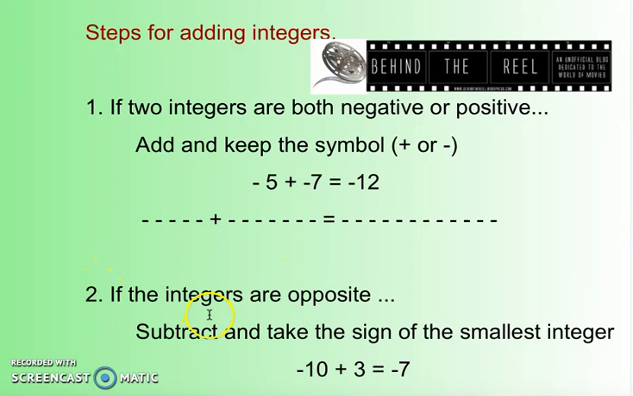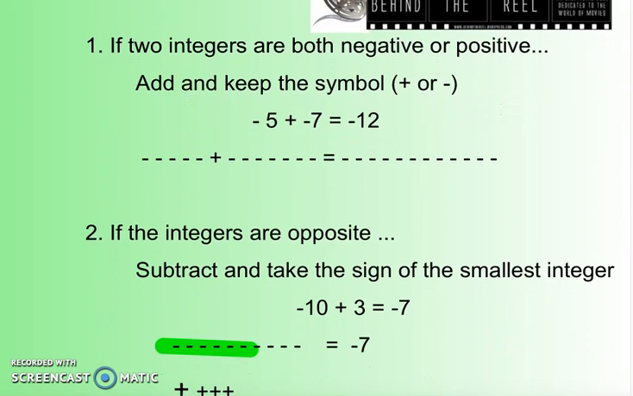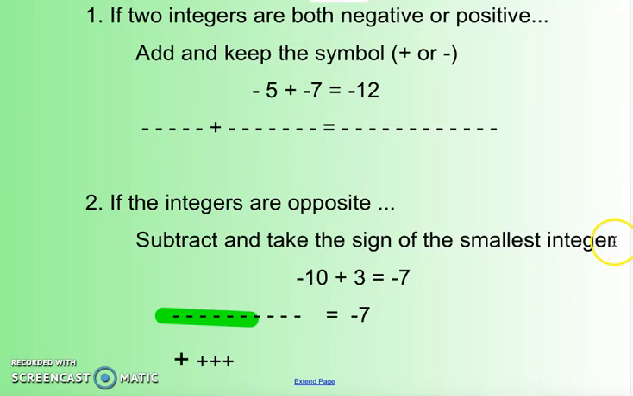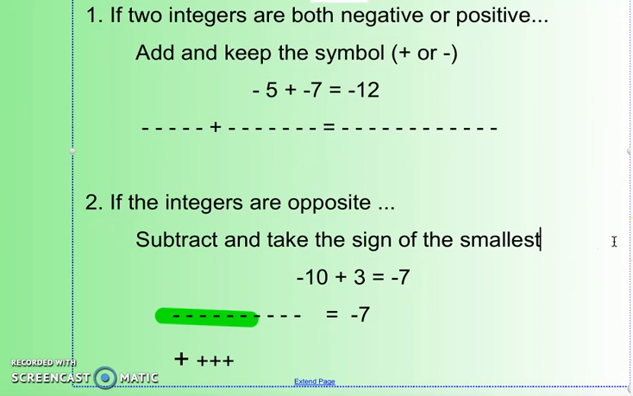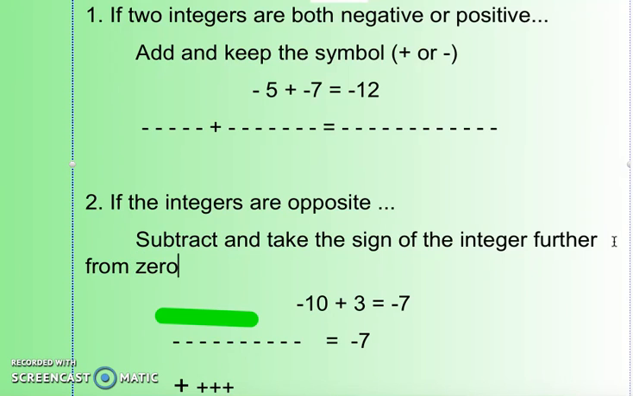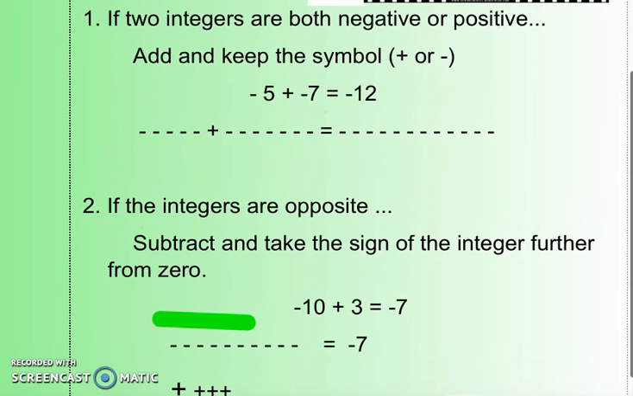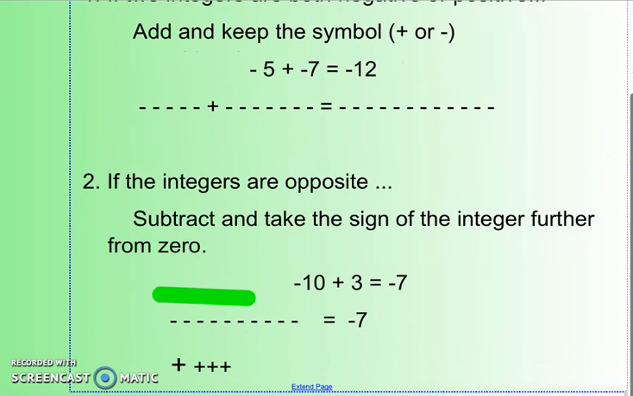Then if the integers are opposite of each other, I subtract and I take the sign of the integer further from 0. Because this will always be the case. It will fit everything. So let's look at some problems.